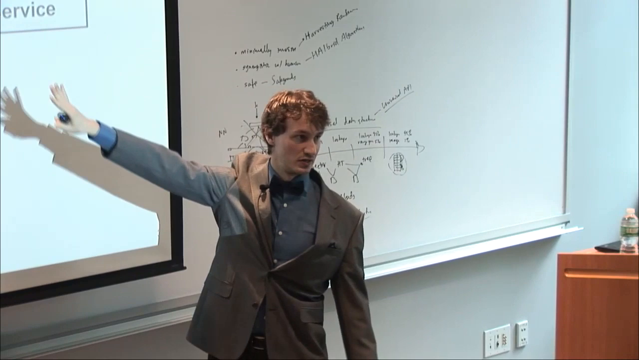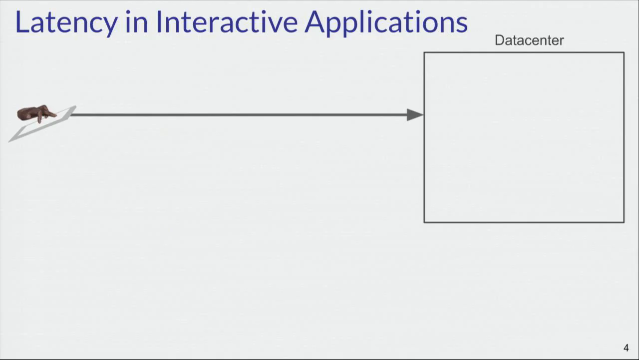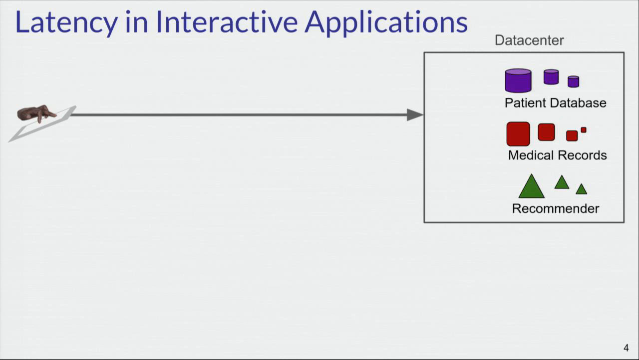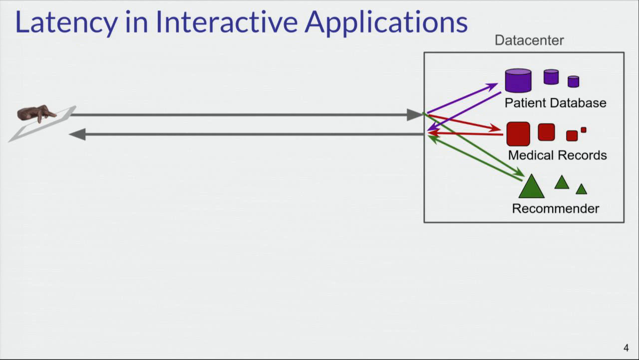Furthermore, if you look at those web servers, there's a whole data center behind this, not just one server involved. For example, you might have a patient database, a medical record system, a recommender system, and so on. When a user request enters, we will query all of these backend systems, and we have to wait for all of these queries to return. The patient database might return pretty quickly. The medical record system might take longer. And now the recommender hasn't returned yet. We have to wait until finally we get that answer and we can ship the response back to the user.